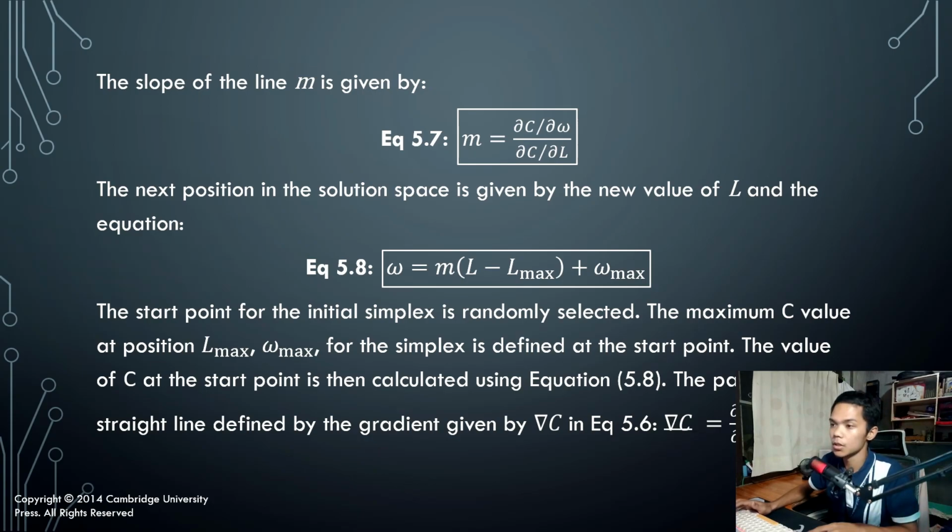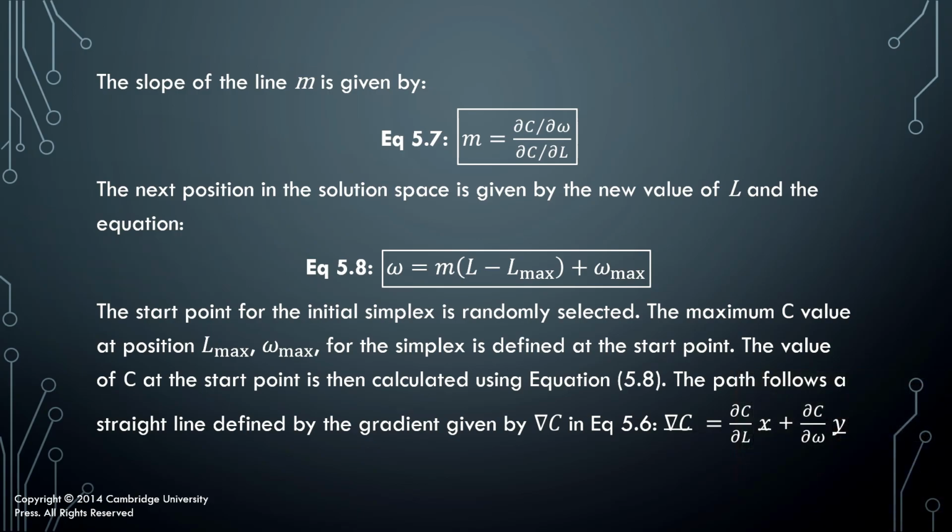Okay, so the start position or start point for the initial simplex is randomly selected. The maximum C value at position L max and omega max for the simplex is defined at the start point. The value of C at the start point is then calculated using equation 5.8, which is this, since we are trying to look for the omega. The path follows a straight line defined by the gradient given by del C.